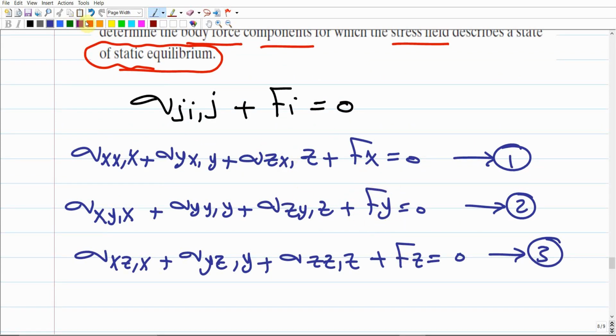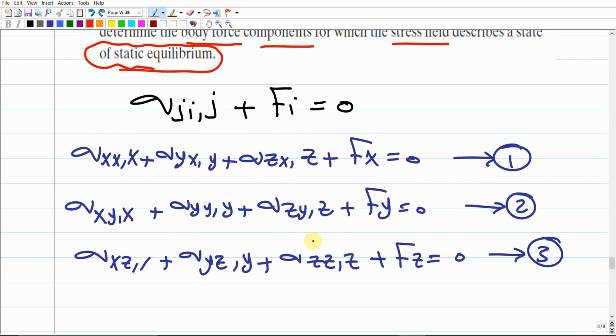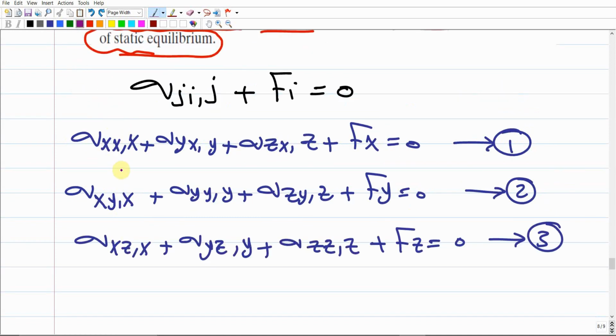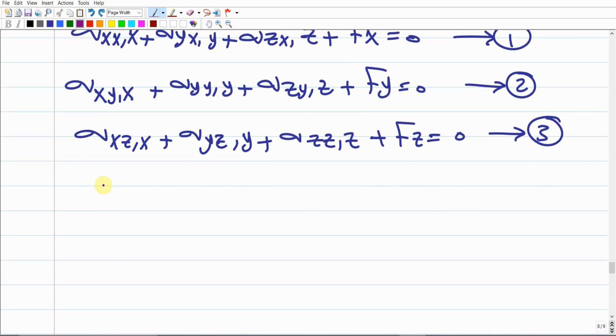So simply if we calculate these 3 terms and move them to the right hand side, we're going to end up with Fx, and the same for the other terms. But we need to find these derivatives first. For the first equation, your objective is just to find the derivative of sigma xx with respect to x. Sigma xx is negative 2x squared, so its derivative with respect to x gives negative 4x. So the first term here will be negative 4x plus.